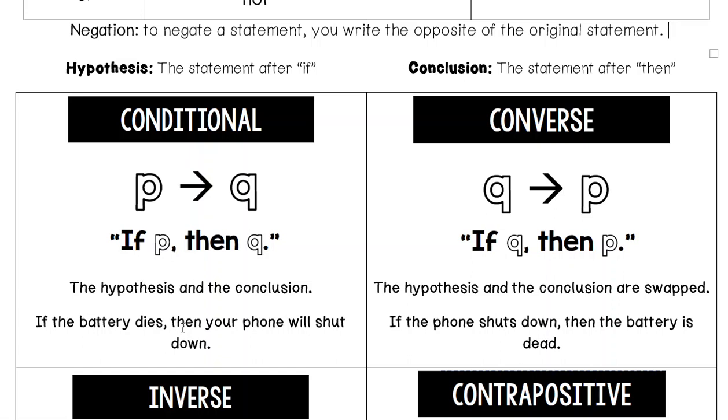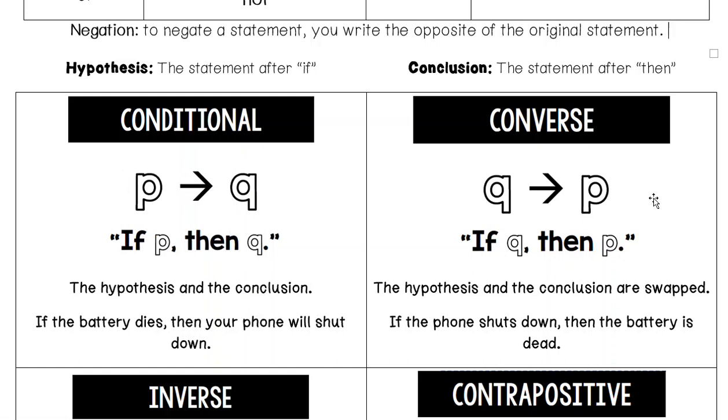So if the battery dies, then your phone will shut down. That's a conditional statement because it follows the order if P, then Q. So P is the battery dying and Q is the phone shutting down. So if the battery dies, then the phone will shut down.